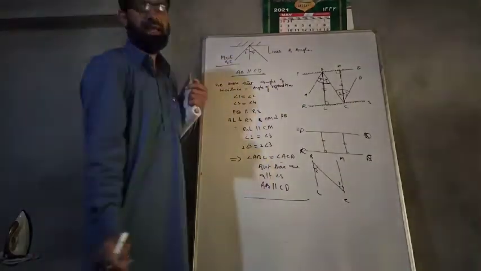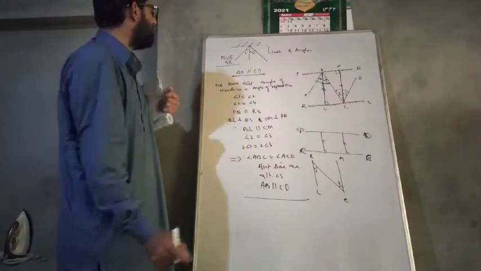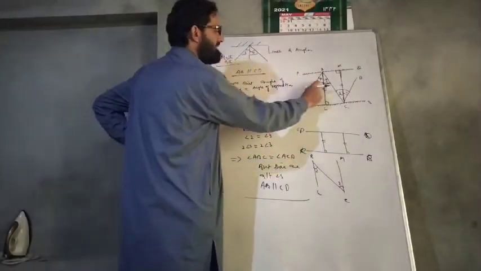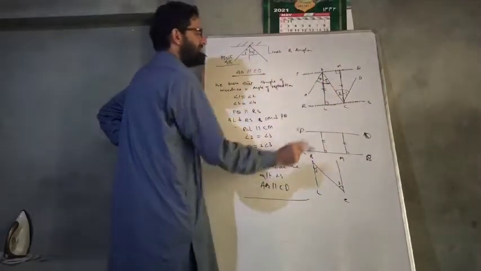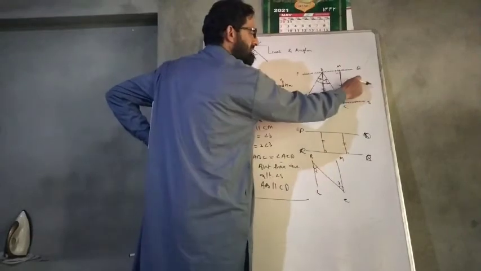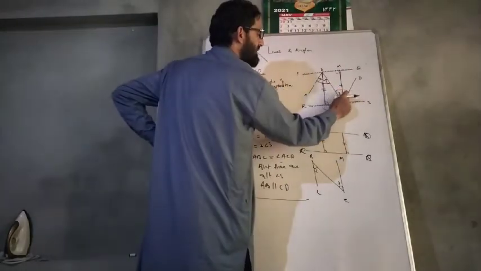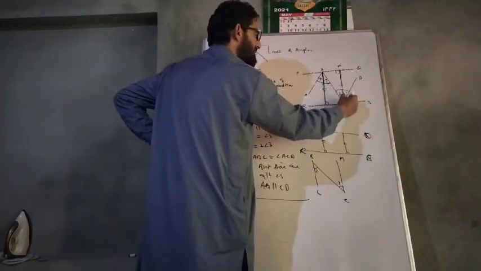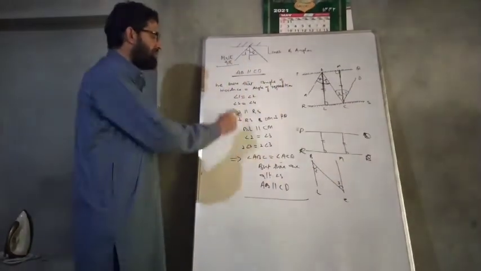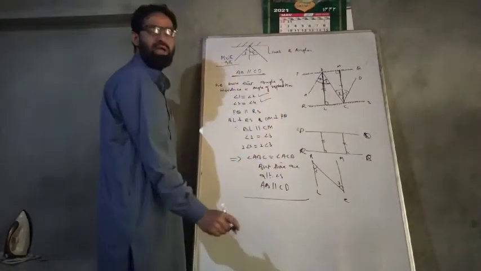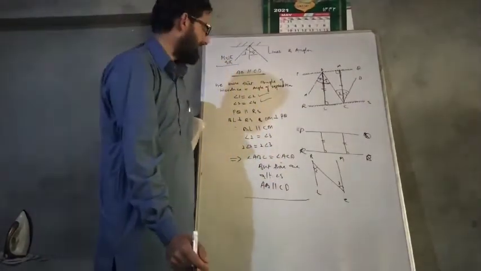Laws of reflection, as you have read in class 9th: angle of incidence is equal to angle of reflection, that is, angle 1 is equal to angle 2. Similarly, since BC is the incident ray for RS and CD is the reflected ray, obviously angle 3 is equal to angle 4, and this is the normal. Normal means perpendicular line. So angle 1 is equal to angle 2 and angle 3 is equal to angle 4. Angle of incidence is equal to angle of reflection.